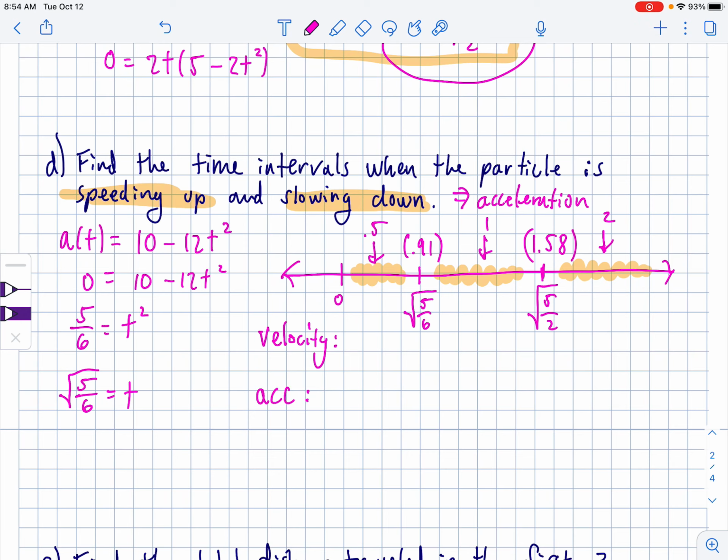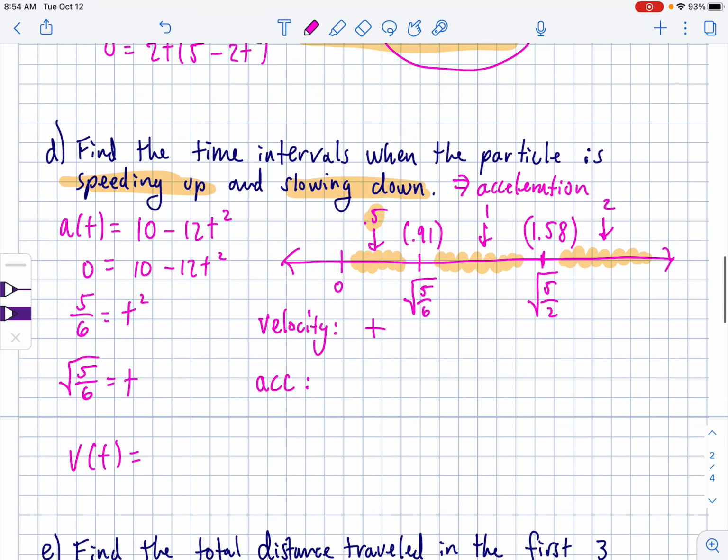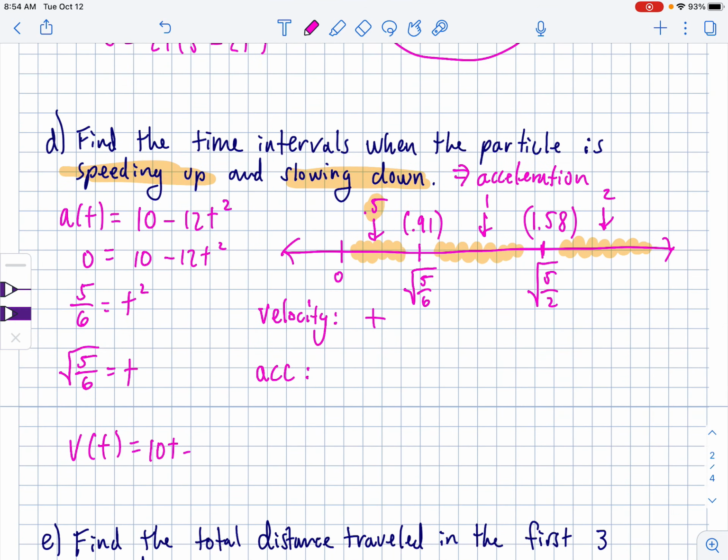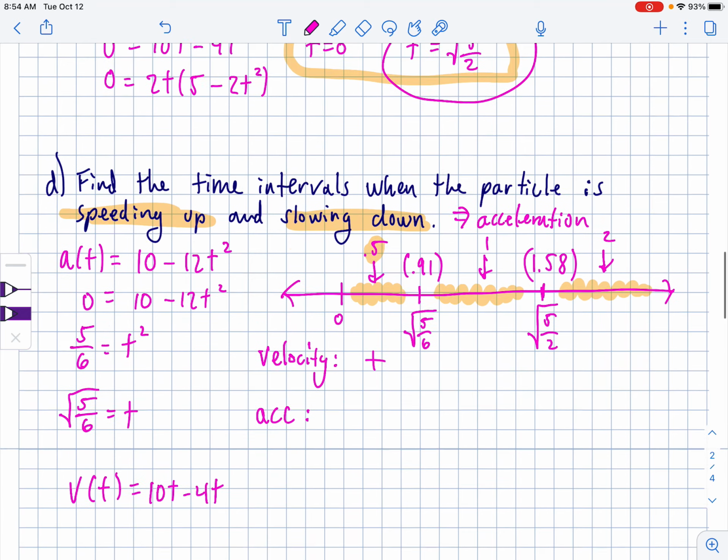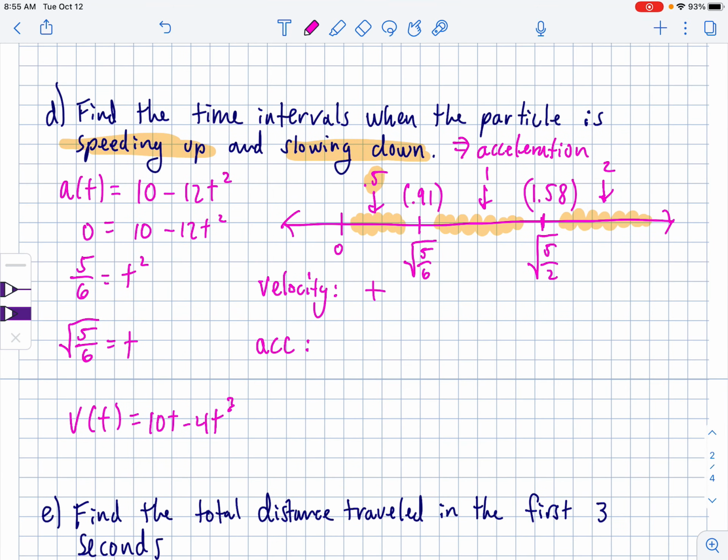So first, I will put a velocity on this line and acceleration on this line. When you plug in 0.5 into the velocity equation, you get a positive number. So this is plus. When you put 0.5 into the acceleration, well, I guess I could write these somewhere. So like velocity of t is equal to 10t minus 4t squared.